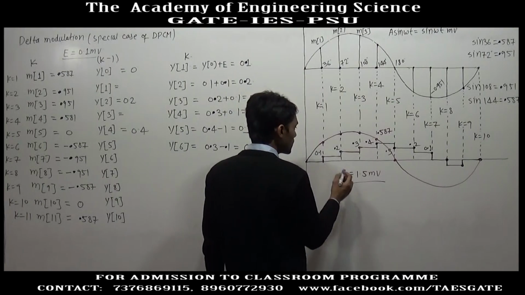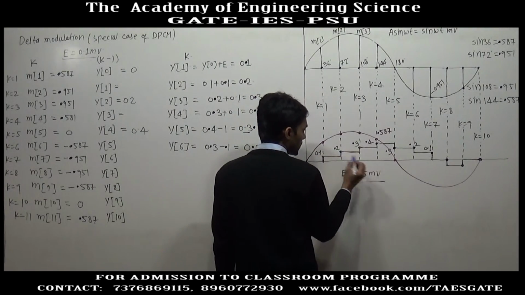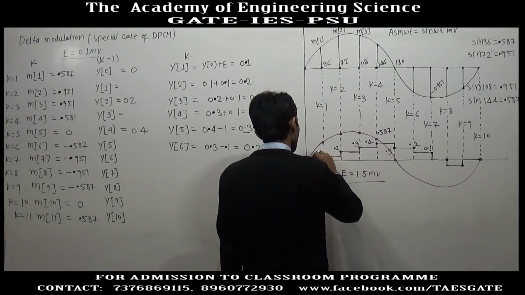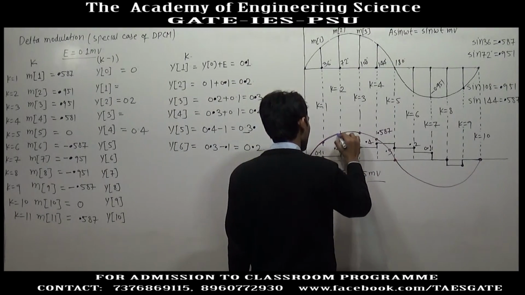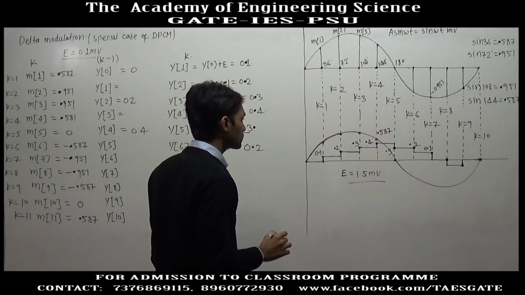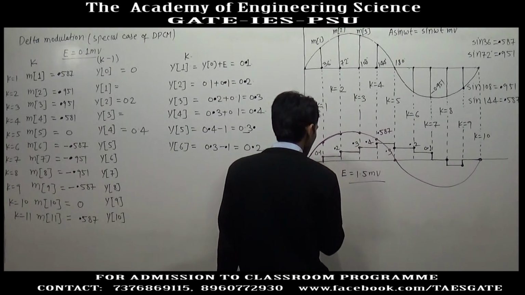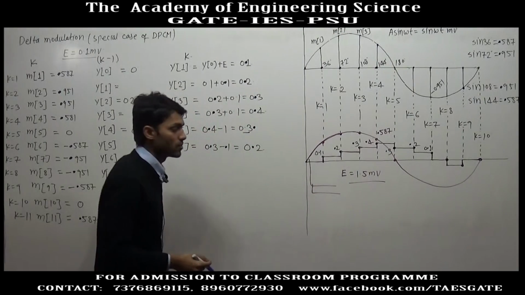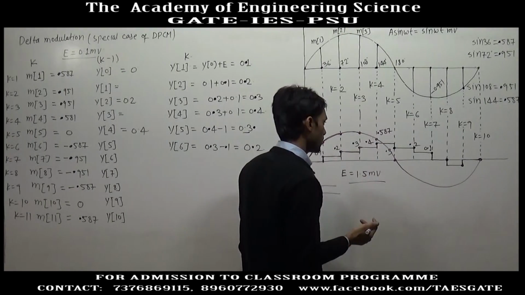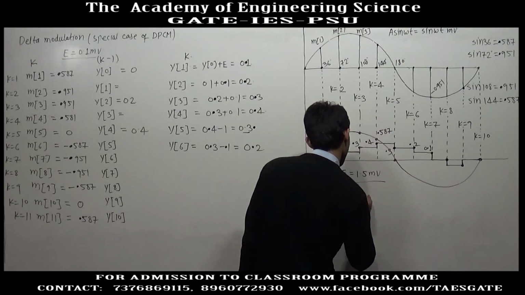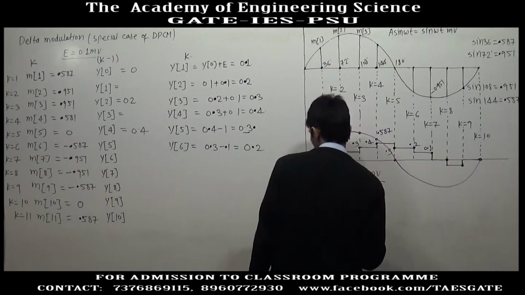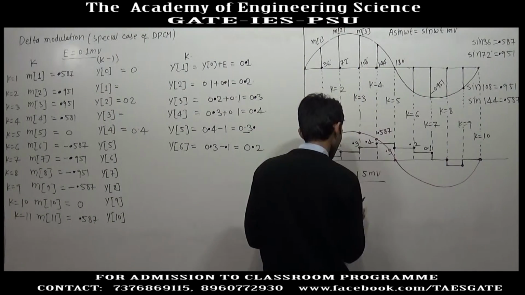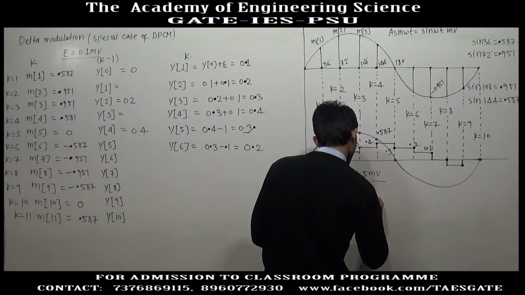So, if we compare input with the output of delta modulator, we can say that the slope of input is very high. So, this problem is called slope overload. The slope of input is very high as compared to the rate of change of output of delta modulator. This problem is called slope overload.